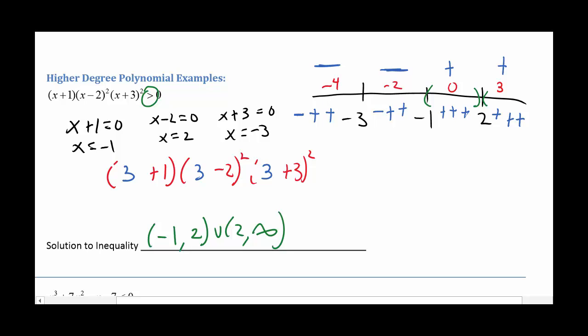And just a real quick sort of, I'll answer my own question. Why did 2 get a parenthesis? How come I didn't put a bracket on there or something? What's so special about 2? And the answer is, if you recall, if I use the number 2 in the original polynomial, I'm actually going to get a 0. So at 2, I get a y value of 0 instead of a positive number, and that's what we're interested in for this particular inequality.